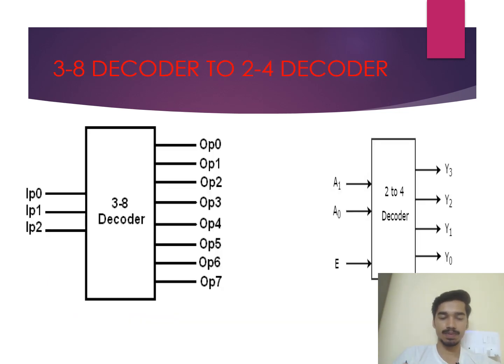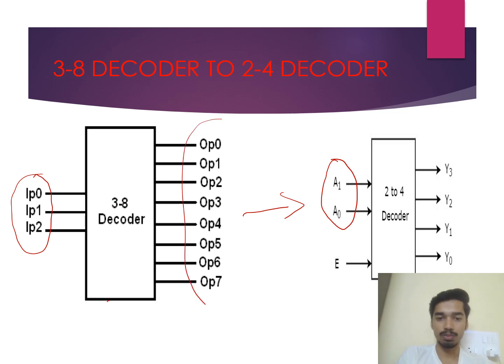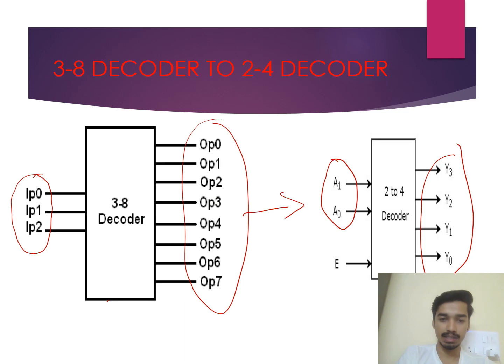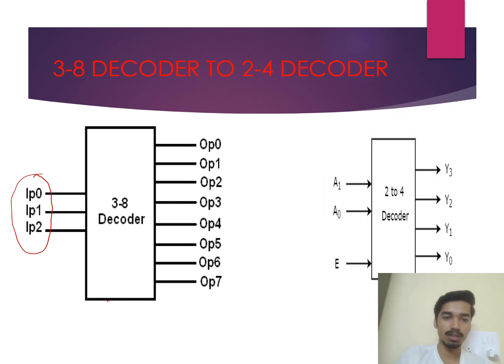So, coming to this slide, we have the 3 is to 8 decoder and the 2 is to 4 decoder. We have to convert the 3 is to 8 decoder to a 2 is to 4 decoder. Actually, what we are doing is the 3 input lines we have to convert to 2 input lines, and 8 output lines will be converted to 4 output lines. We'll see what to do in the next slide. I'll explain. So let's move to the next slide.